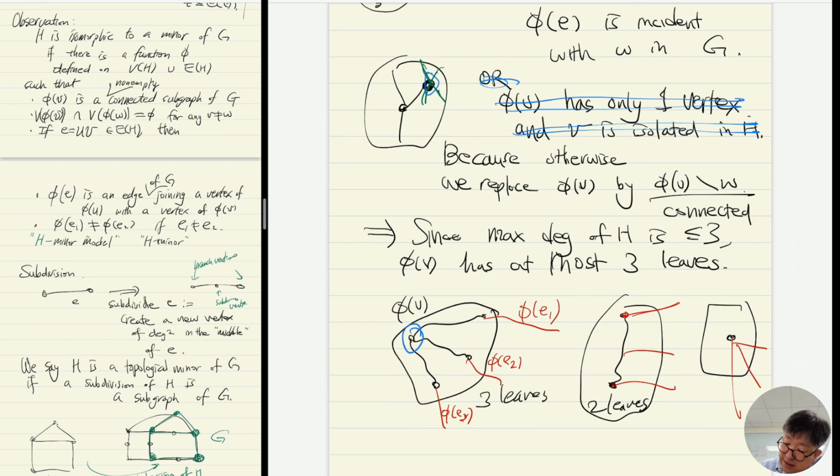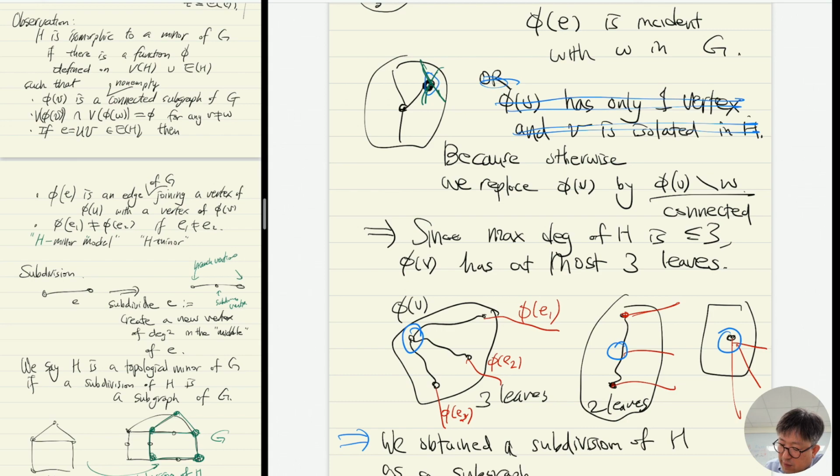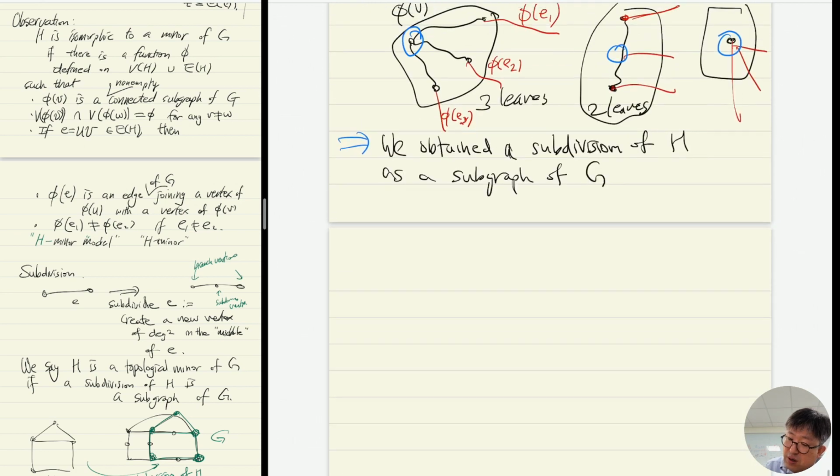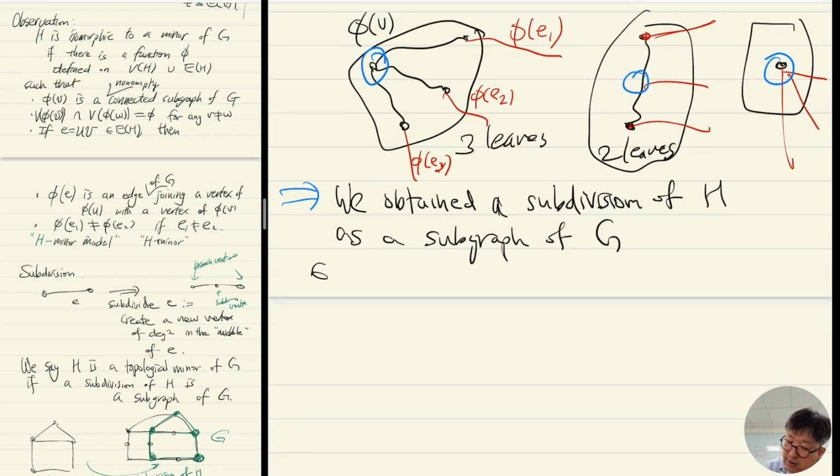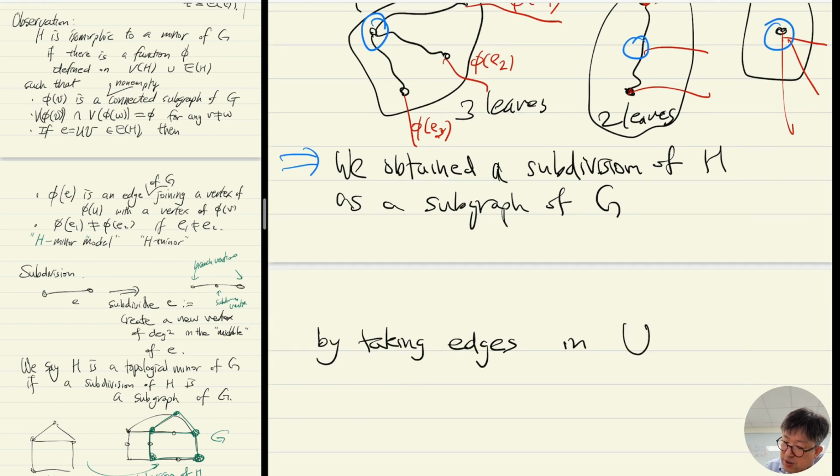You can pick this vertex and that vertex and that vertex, and then the blue vertices will be the branch vertices for the topological minor. So now we end up seeing that we obtained a subdivision of H as a subgraph of G. Right? What edges do we use? We use edges by taking edges in the union over all vertices of H.